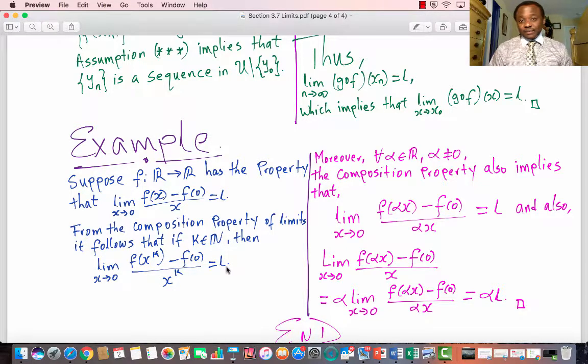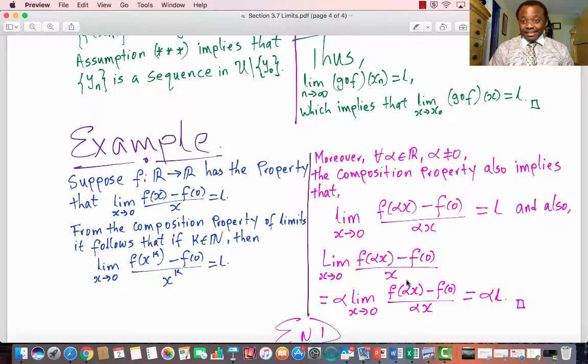That is interesting. Moreover, for every alpha in R, alpha different from 0, the composition property also implies that the limit as x approaches 0 of f of alpha x minus f of 0 divided by alpha x equals L. So you can see that as long as what you have here equals what we have down here, alpha x, the limit is still L.